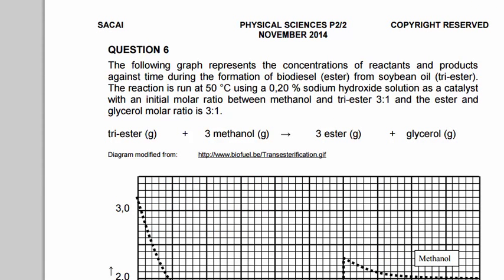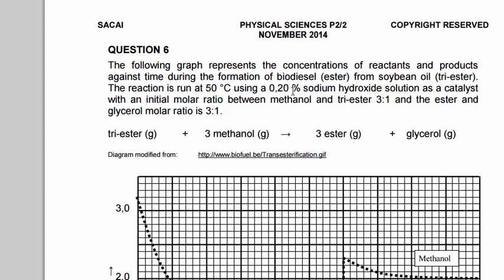Okay. Then, per your request, I'll do one more. So this was last year's Sakai question. The following graph represents the concentration of reactants and products against time during the formation of biodiesel, an ester, from soybean oil and triester. So don't let these things confuse you. If you don't recognize these things, it doesn't necessarily mean that you missed out studying. Ignore things that might upset what you think about the question. I have no idea what biodiesel or soybean oil or triester is. I've never heard of that.